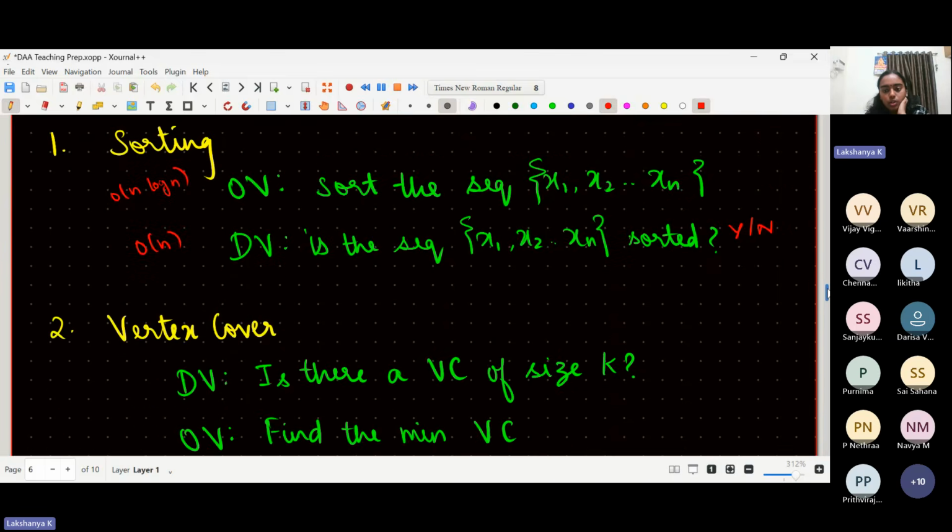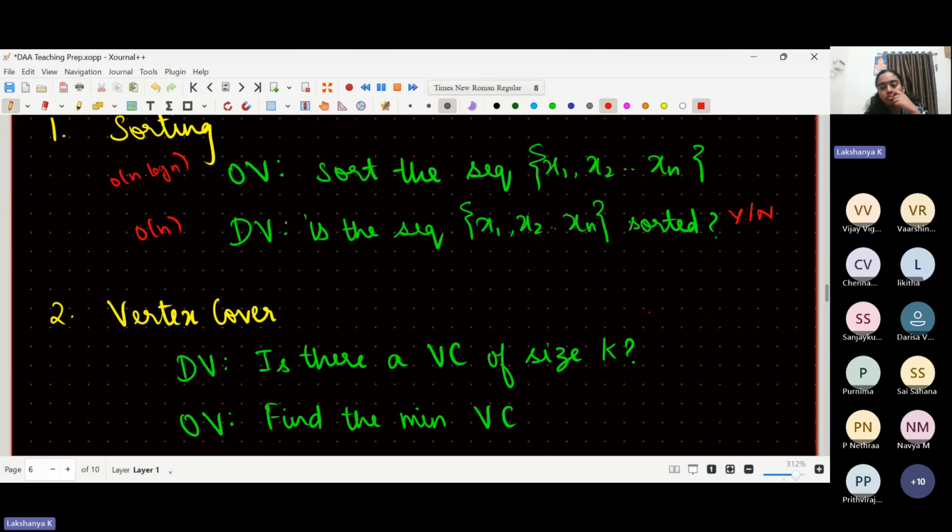Next thing, vertex cover. I'm sure all of you know it by now, but just to recap, you have a graph, you have vertices and edges. You have to select some subset of vertices such that every edge in the graph has at least one endpoint in this subset, right? So for vertex cover, the optimization version would be, let's say, find a vertex cover or find the minimal vertex cover, find the smallest number of vertices you have to take so that it forms a vertex cover. Decision version is there a vertex cover of size something, right?